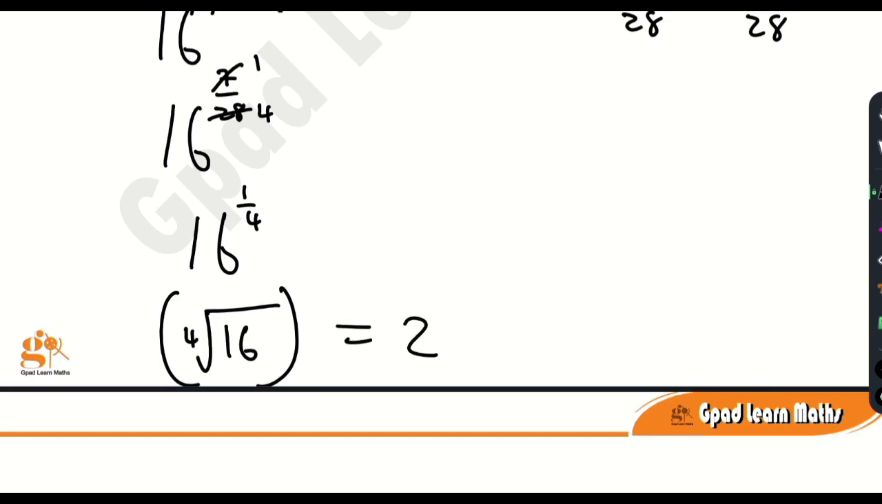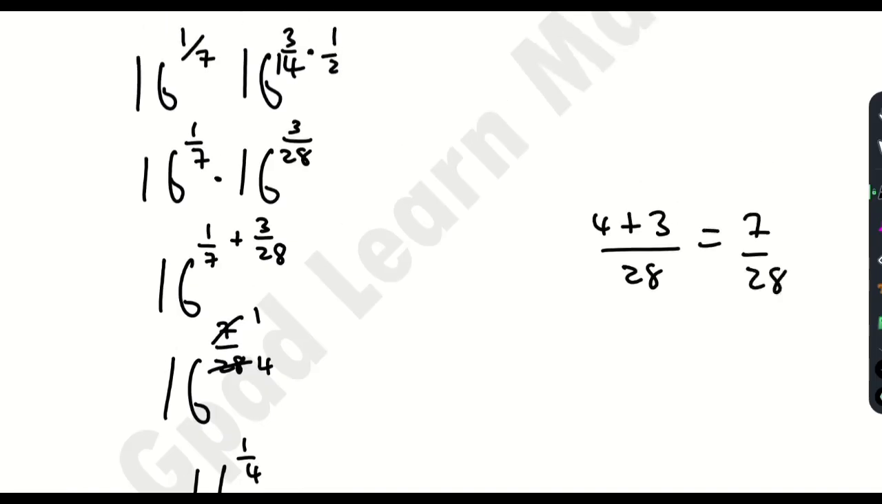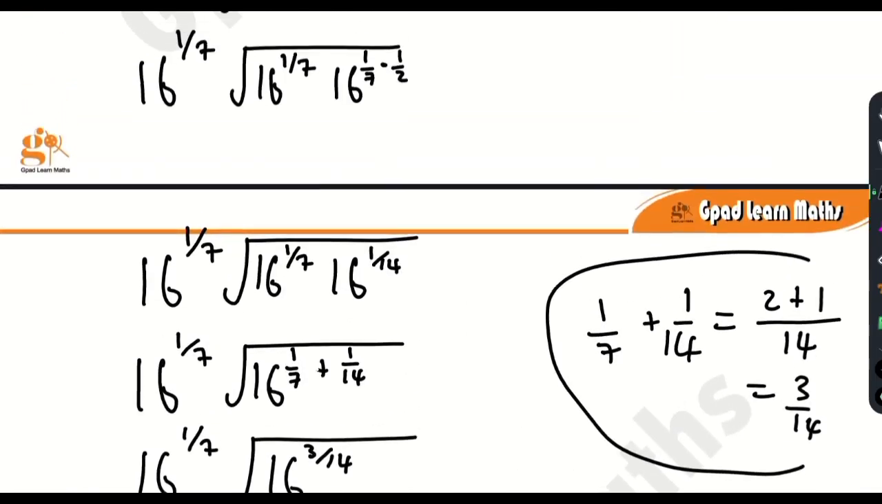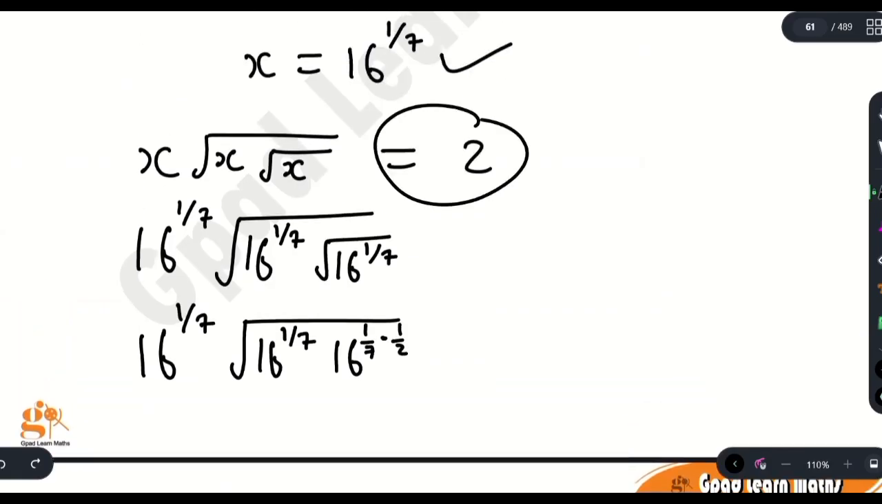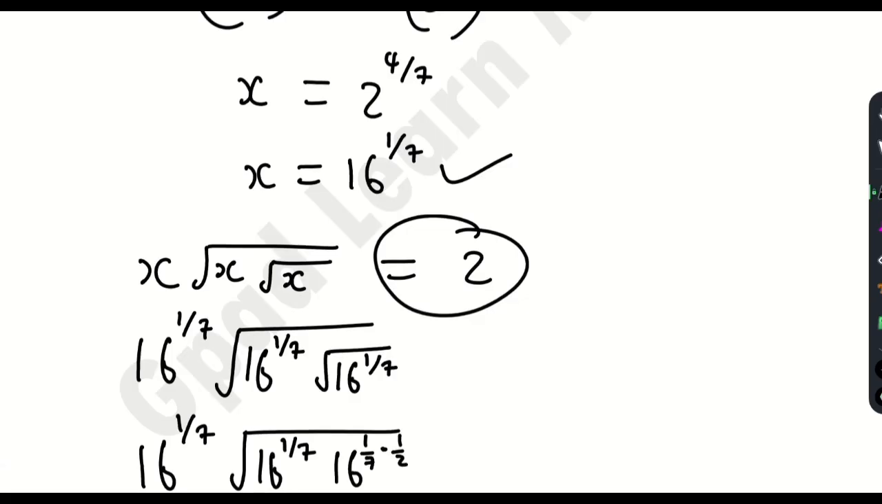So we have just proven that the value of x is truly 16 raised to the power of 1 over 7, because when we put it back into the equation, we got 2 on the right hand side, as was the case in the original equation as we have right here. So the value of x that will satisfy the equation is 16 raised to the power of 1 over 7.